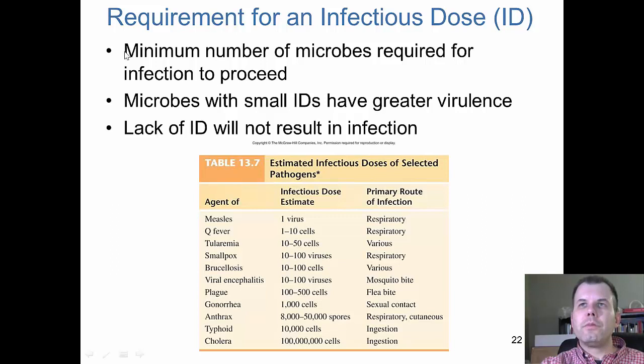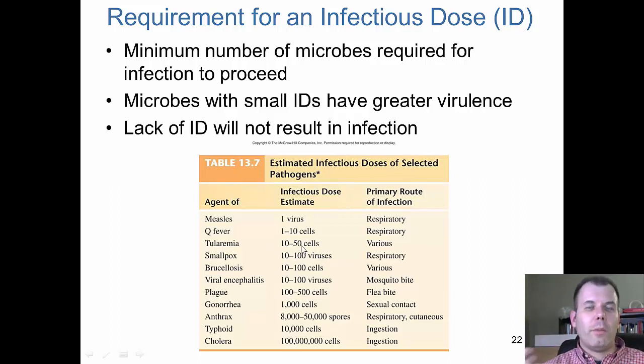Okay. Now, what do we call an ID? An ID is the requirement for an infectious dose. This is the minimum number of microbes required for the infection to proceed. So what that means is that if a person gets this number of organisms, they have the potential to get infected.